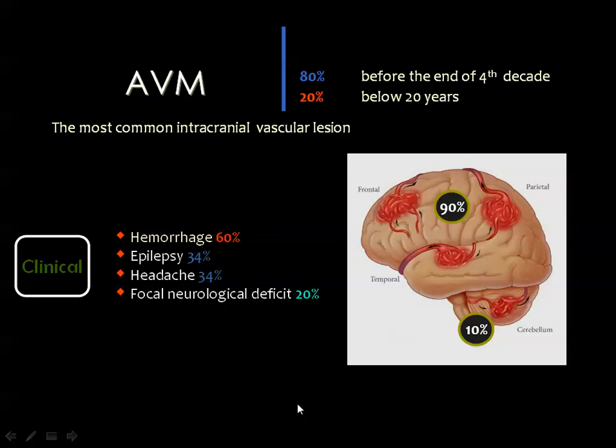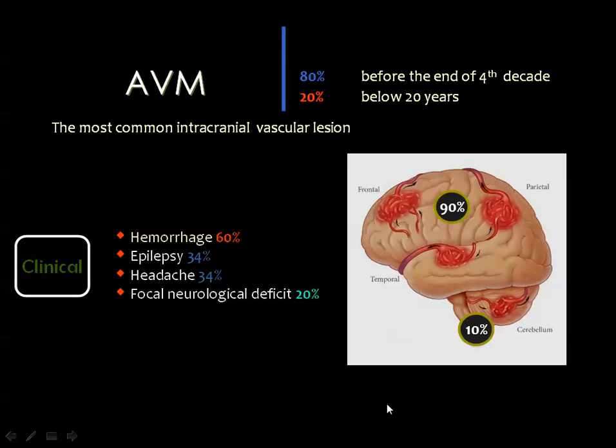Then we come to the arteriovenous malformation, and the arteriovenous malformation is relatively more common than the aneurysms, and about 80% of these vascular malformations occur before the end of the fourth decade, and 20% are usually seen in young adults below the age of 20 years. 90% of arteriovenous malformations occur supratentorially, and 10% occur infratentorially.